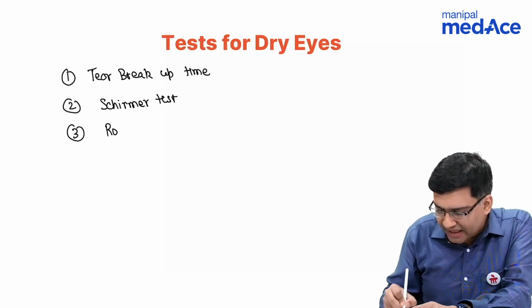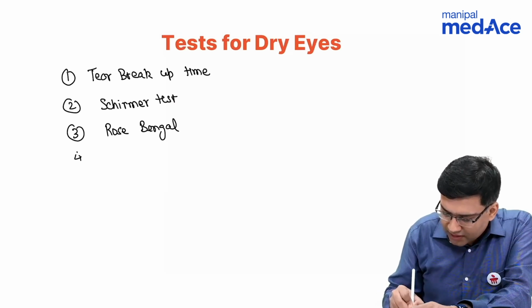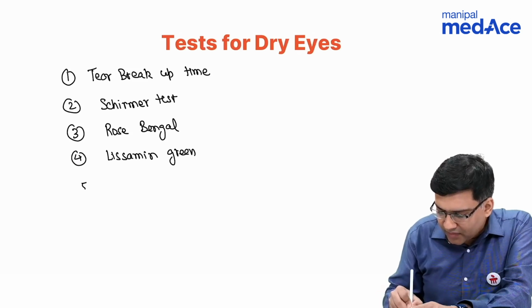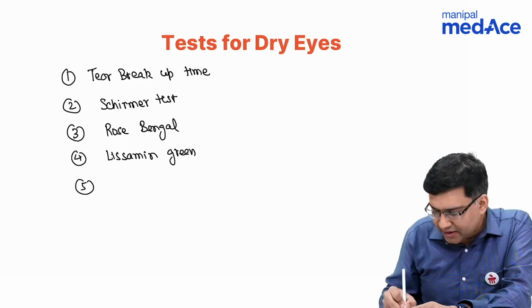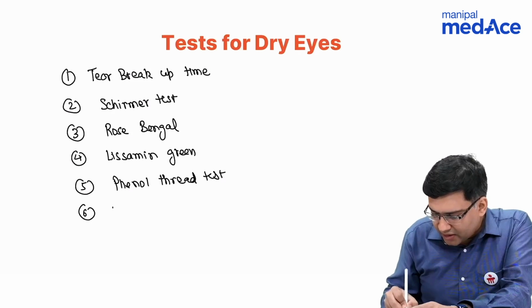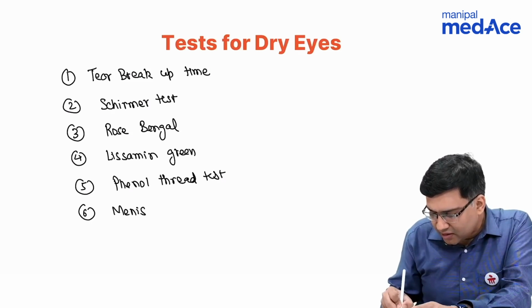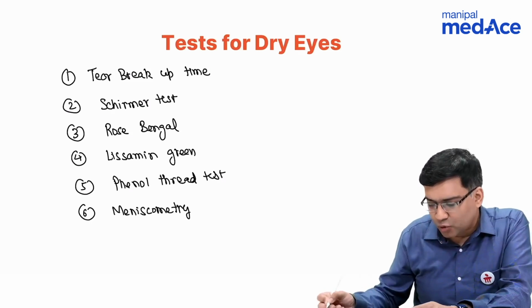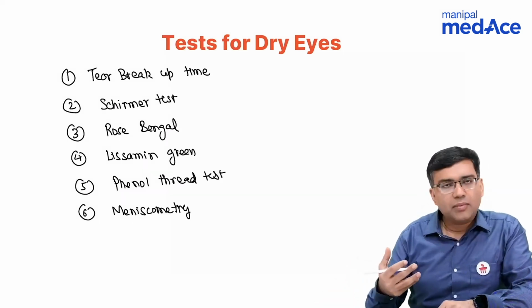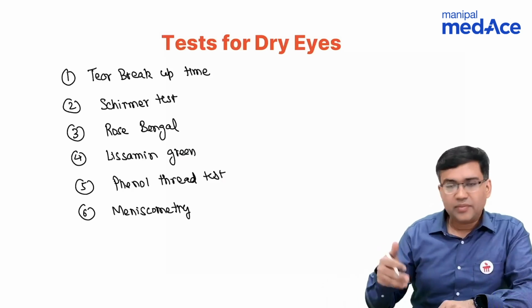followed by two dye tests, that are the Rose Bengal and the Lissamine green dye. Then remember another test which was asked a few years back, that is the phenol red thread test, and the new techniques like meniscometry. So these are the various tests for dry eye. We would learn about the important features of all of them one by one.